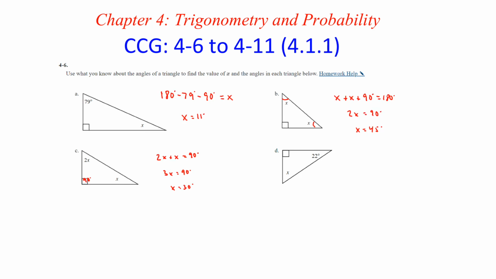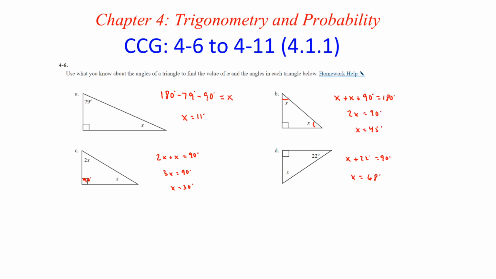So a little bit of a shorter way to maybe do it, but either way is fine. And we do find that x is 30 degrees on this one. And then on D, we could do the same thing. We can say x plus 22 degrees is equal to 90 degrees. And then if you subtract 22 degrees, you get x equals 68 degrees.